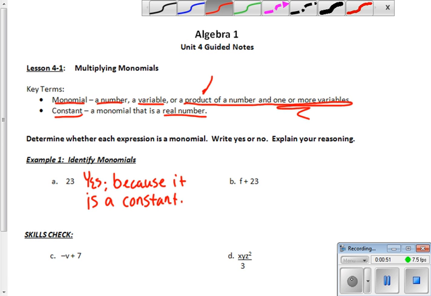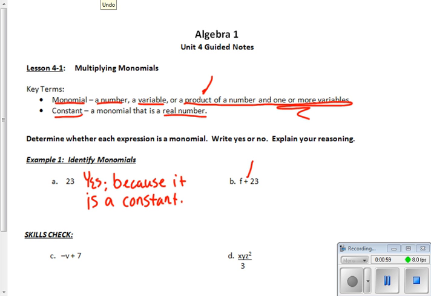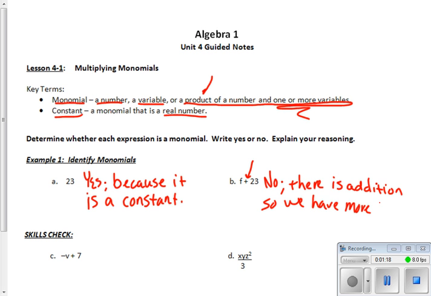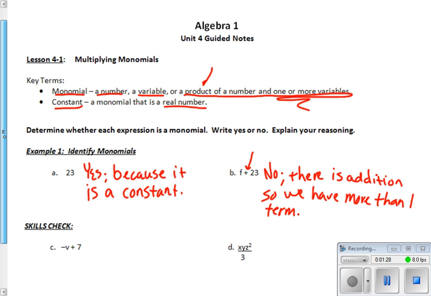Example B, f plus 23. This operation that you have here is not a product. So addition is happening here, so no, there is addition. So we have more than one term there, it would not be a monomial, mono meaning one.